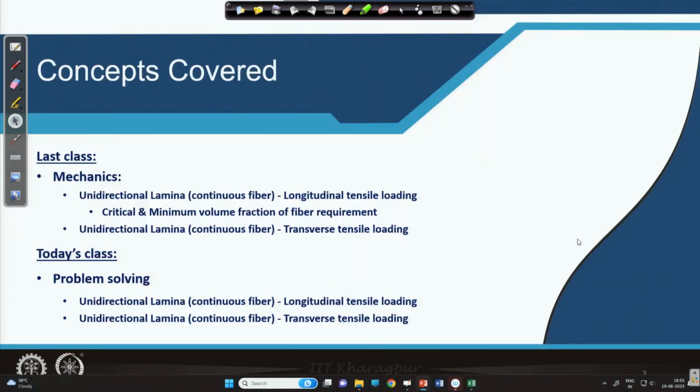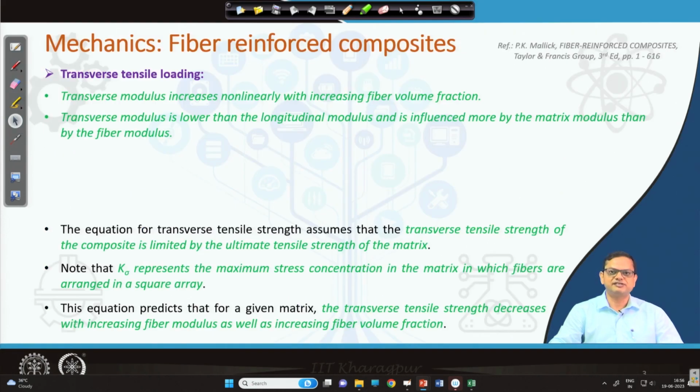I will give some more information on the transverse loading, and then we will try to solve certain problems where we can use these equations which we learned for longitudinal loading or transverse loading, when the fibers are all continuous. If we have certain problems under those conditions, how do we solve those problems? That is what we will discuss in today's class. So, let us continue from the last class where I was talking about transverse loading.